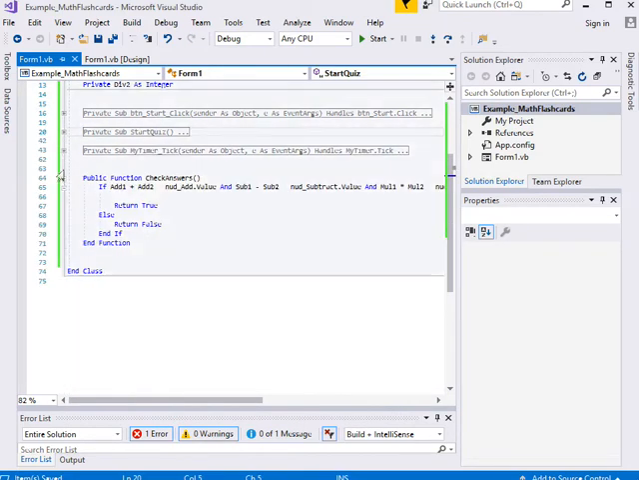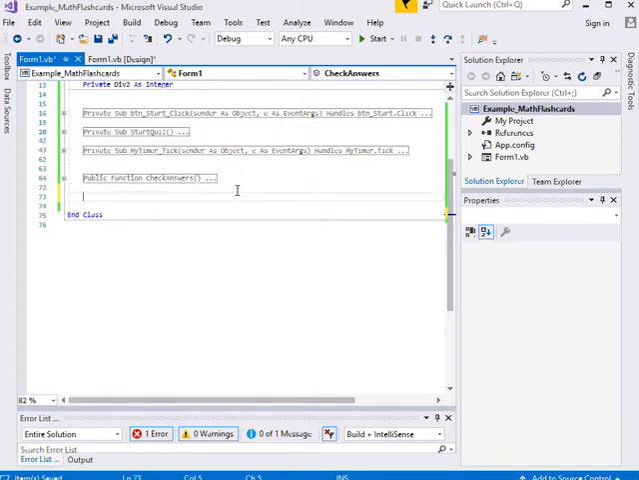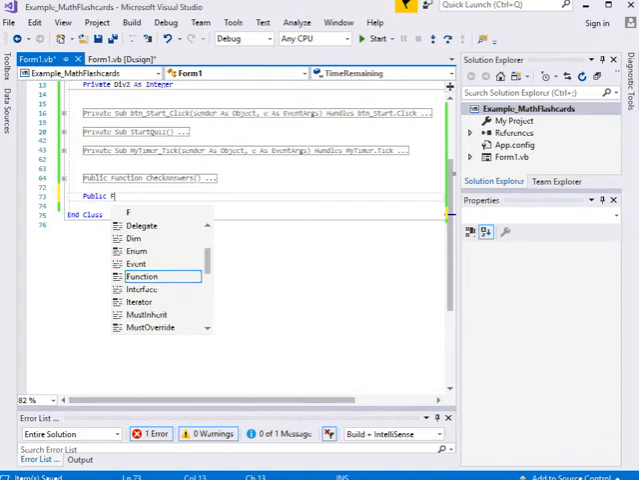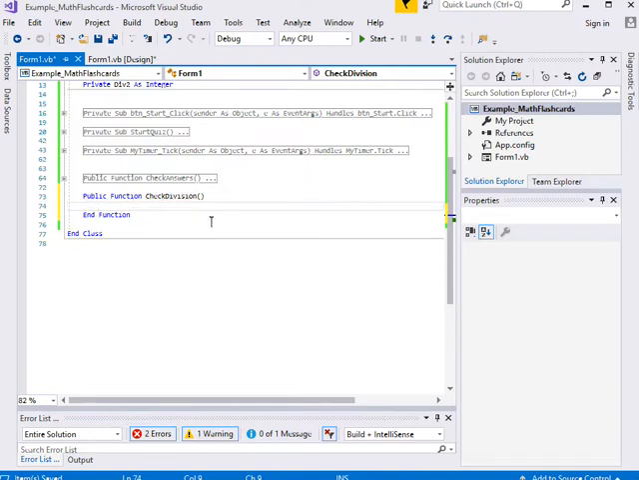Well, we're going to have to make ourselves a new public sub. We're going to have to do something called modular division. So, let me go in here and say public function, and I'm going to name this, I don't know, check division. And boom. So now I have a function called check division.